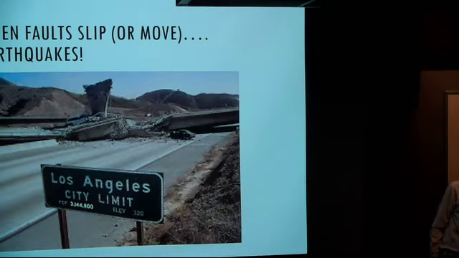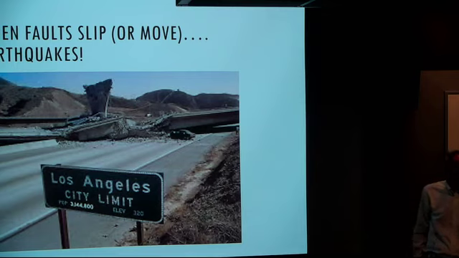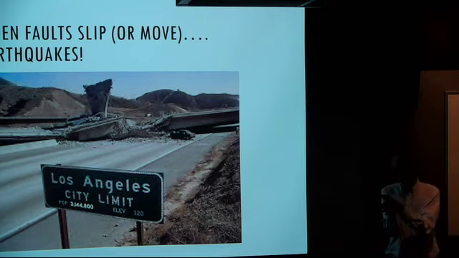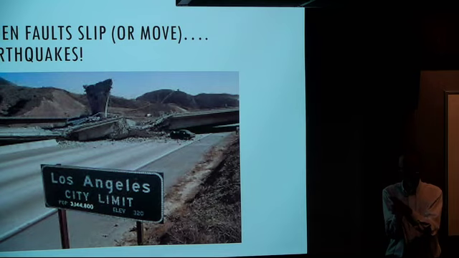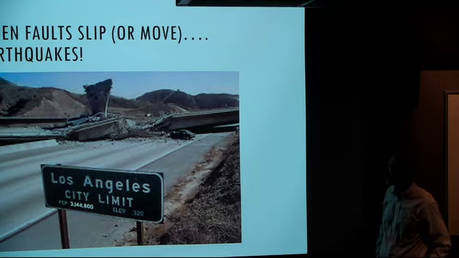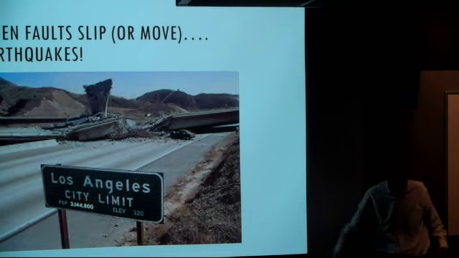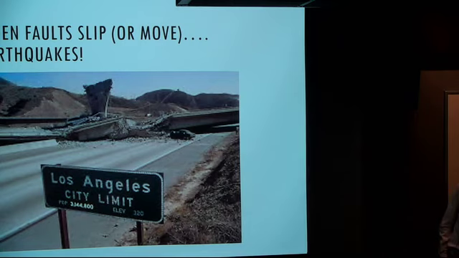All right. When faults slip or move, there's earthquakes. So here's a fault plane. When it moves, it causes an earthquake. Okay, so the motion on a fault causes an earthquake, and here's, I think, the Northridge fault, or earthquake.